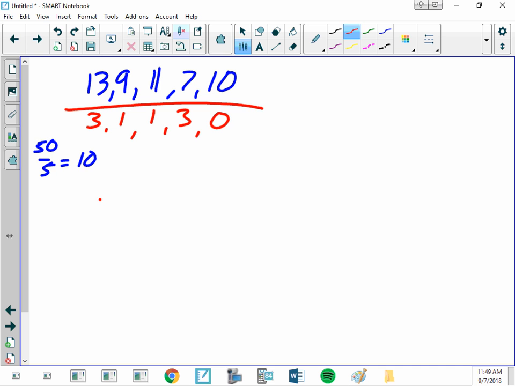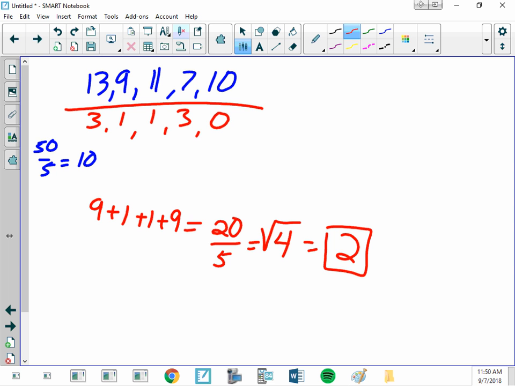Square them. So 9 plus 1 plus 1 plus 9 is 20. Now I take the average, divide that by 5, and I get 4. Square root the 4, and I get 2. What does that number tell us? On average, the numbers in the list are 2 units away from 10. And actually, they're a little bit closer than 2, but we use the SD and we say that's good enough because it makes everything that follows more accurate.